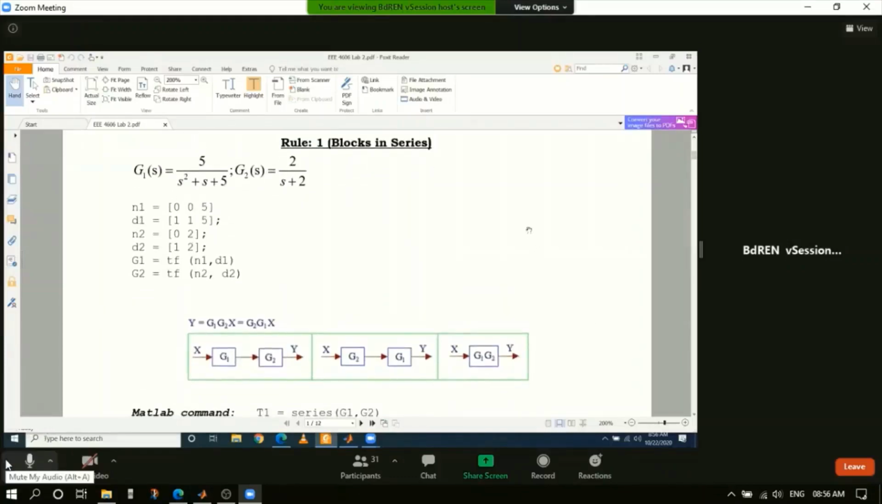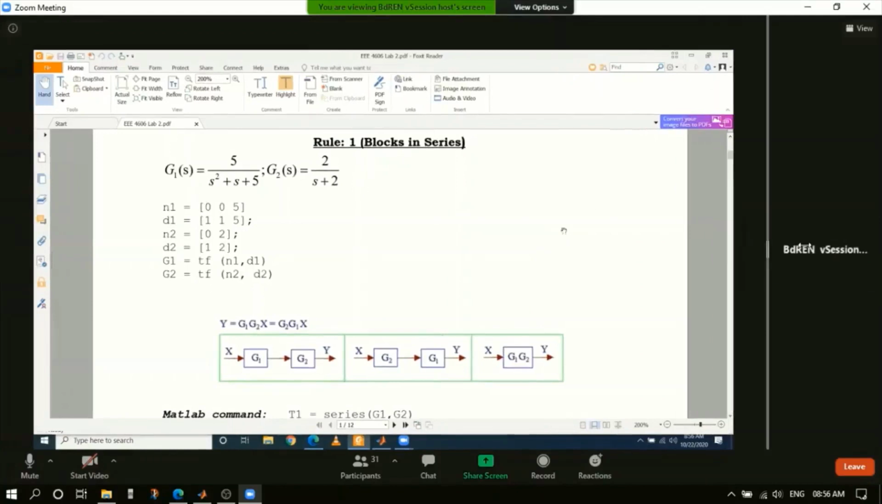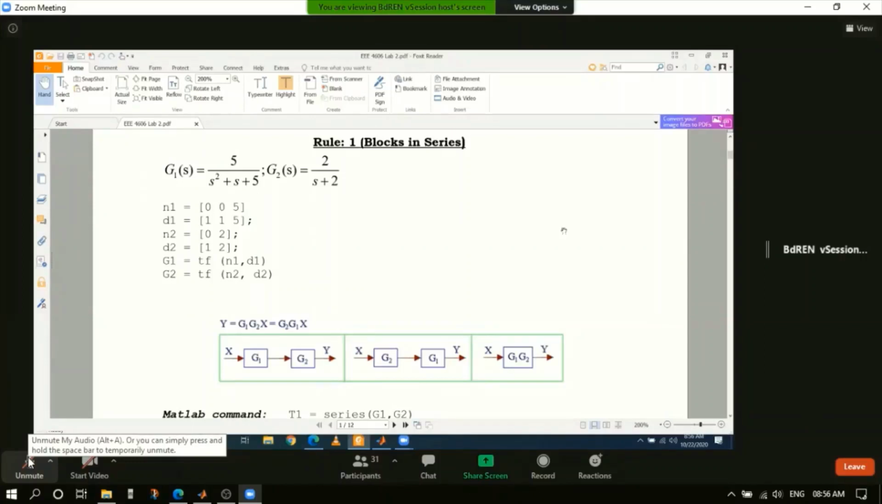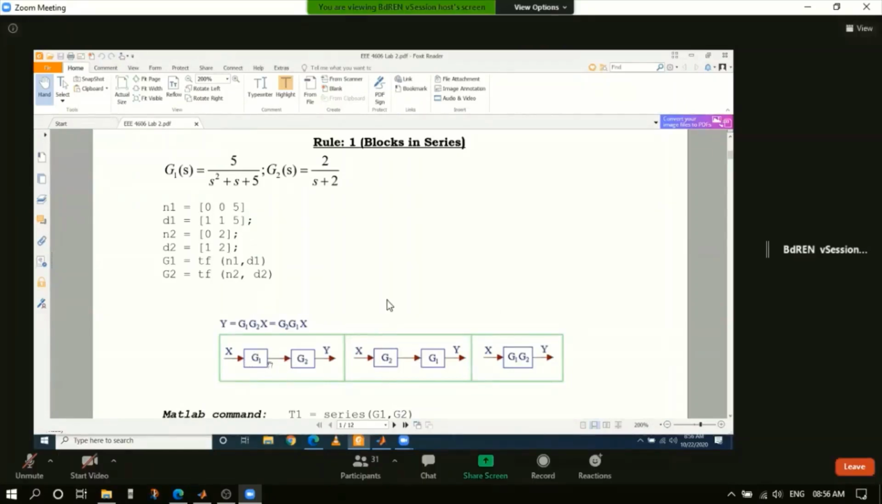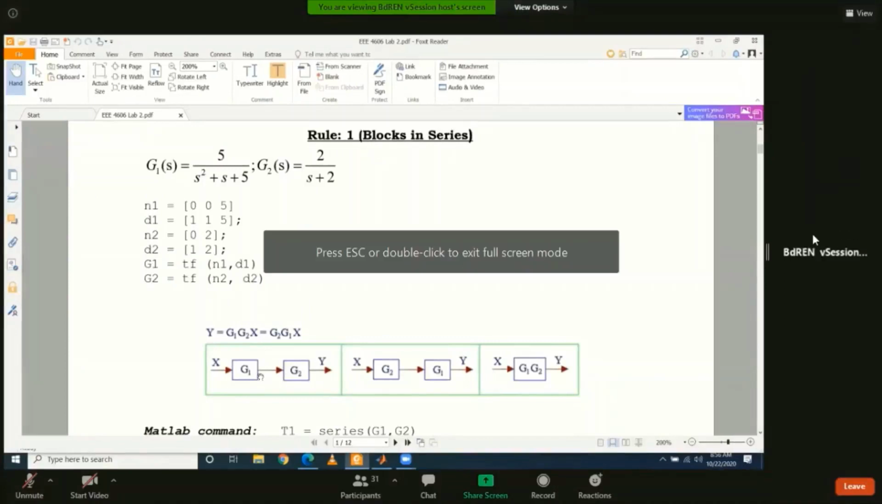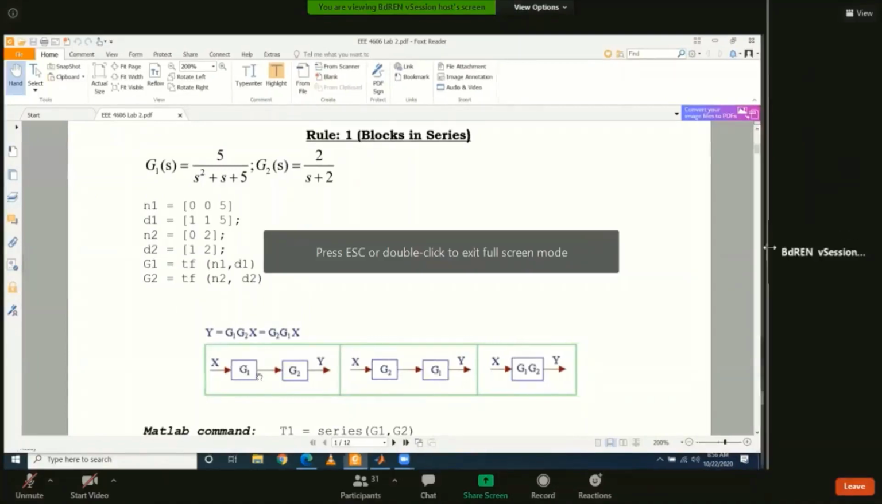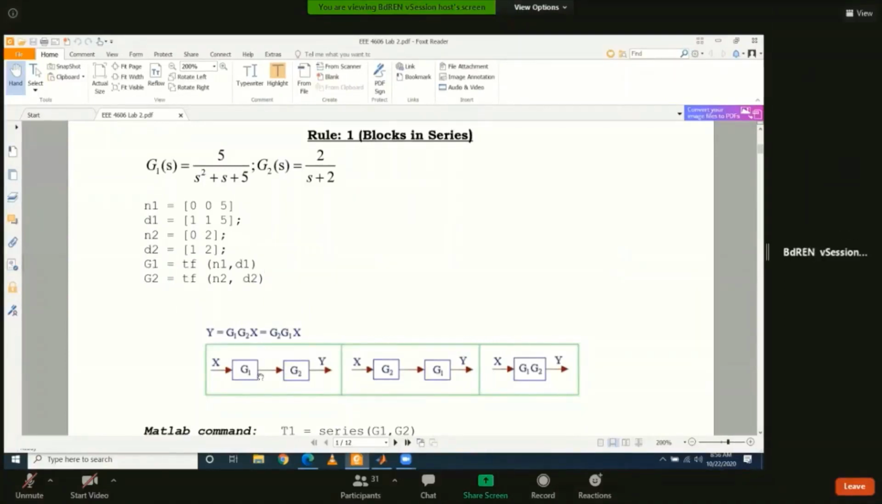Block diagrams are used to represent what? Different transfer functions in a system, right? So in simple systems, we have one or two blocks. For example, if you take a look at this system, it's two blocks. But in very large complex systems, we have what? Many blocks to represent the transfer functions of different subsystems within that system, right?